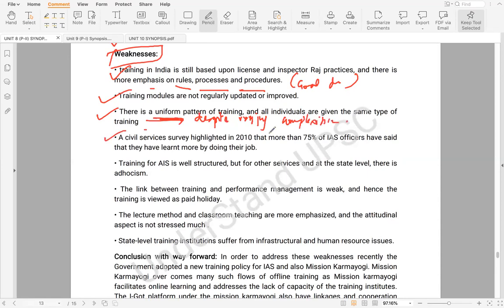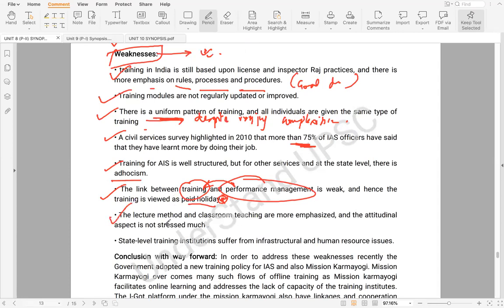A civil services survey highlighted in 2010 that more than 75% of IAS officers have said that they have learned more by doing their job rather than the training. Training for all India services is well structured, but for the services at the state level, there is ad hocism. The link between training and performance management is weak, and hence the training is viewed as a paid holiday. These are basically the weaknesses of training that you'll find in any standard content, right? You have to just cut, copy, paste.